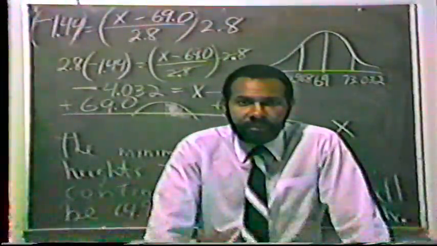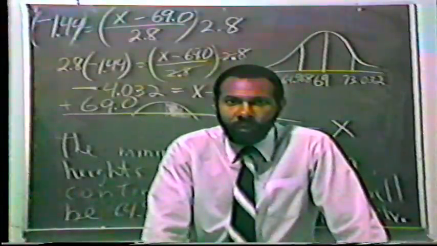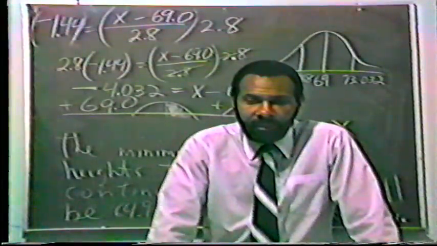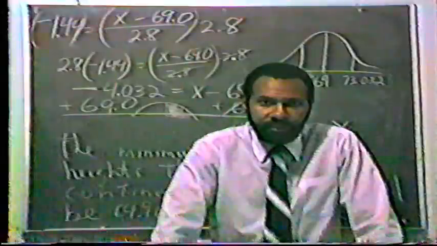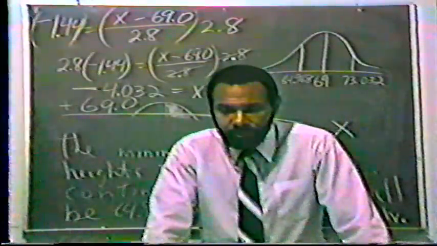Now, once you do that, you have to make sure that you have 4 significant digits. In other words, you're going out to the nearest 10,000th place for your probabilities.